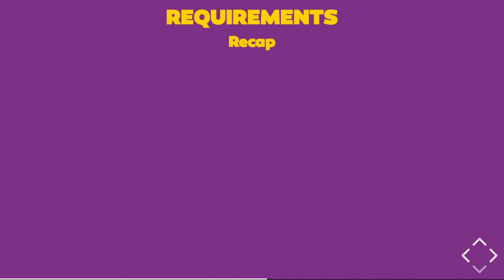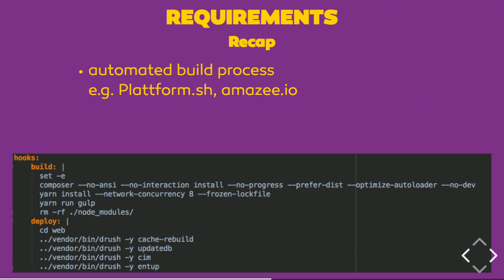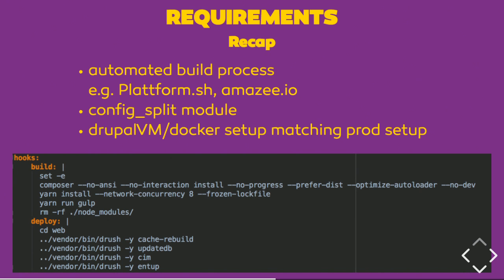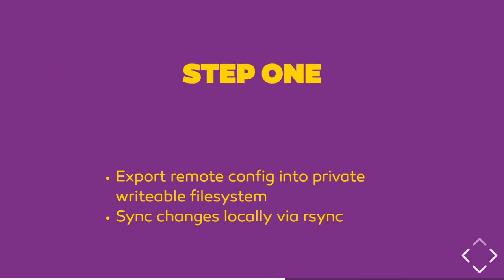First of all, let's recap the requirements we wanted to have. We want to have an automated build process on Platform.sh or Amazee.io or whatsoever. We want to use the config split module, and we have to have at least locally a kind of setup that mirrors the prod setup. So step one easily would be to export the remote configuration into a private writable file system on the server, and then sync those changes to our local server or a local dev environment via rsync.